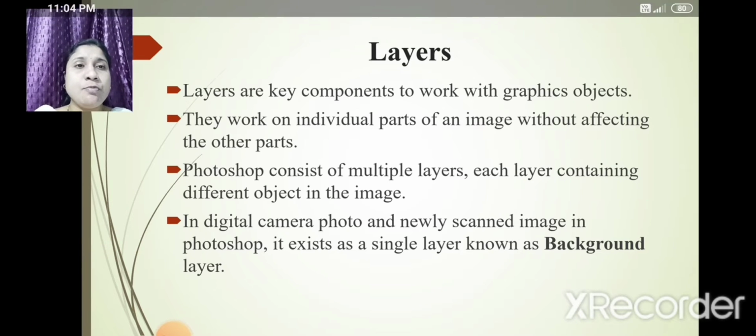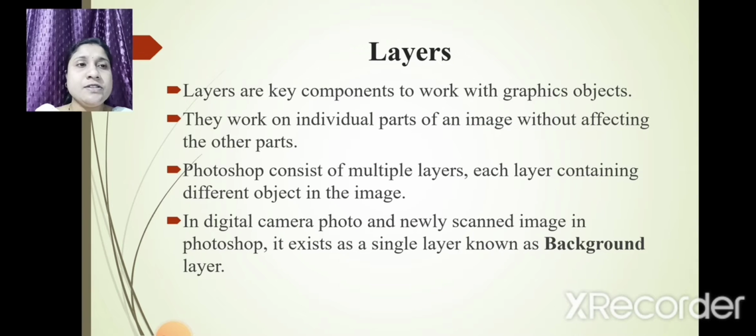Layers are key components to work with graphic objects. Layers are the main components of a graphic object. They work on individual parts of an image without affecting the other parts. So if in one frame there are 2-3 pictures, the layer will work on the individual parts of an image. If you select any one layer, it will work on that layer only without affecting the other parts.